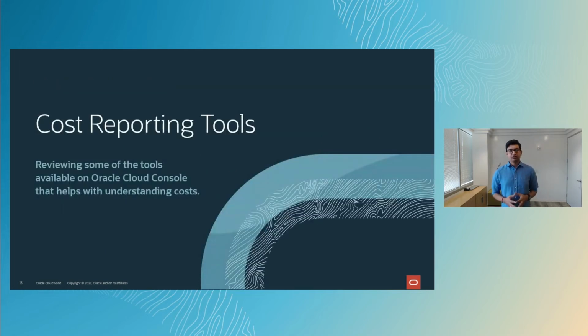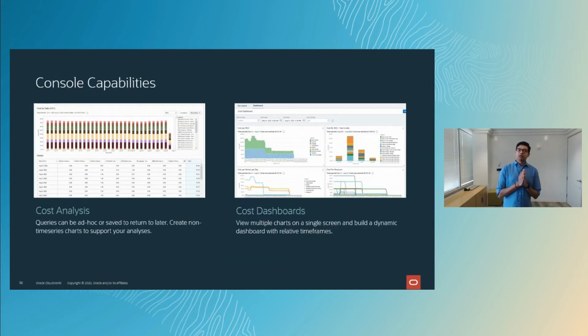Okay, let's switch gears a little bit and go into cost reporting tools. We'll first look at what's available on Oracle Cloud Console, and then go into understanding how these compare with other providers. First thing on the cost analysis front within the console is the cost analysis page itself. This helps you create ad hoc queries. You can save these queries and come back to them later. You can have non-time series analysis as well, and you can look at it with different slicing and dicing mechanisms to understand your cost in the best ways.